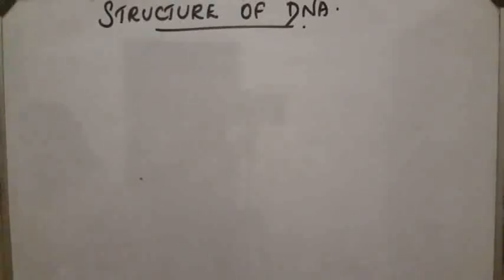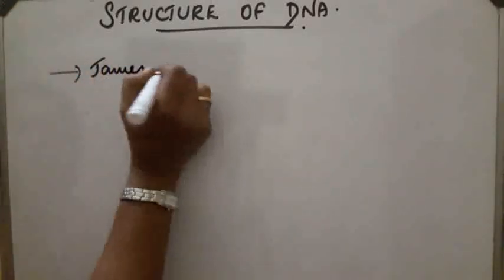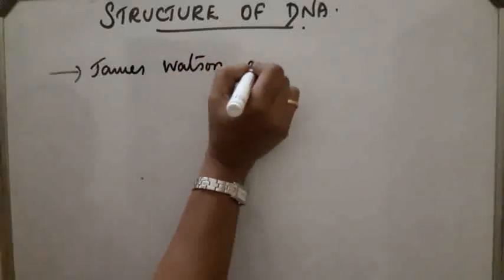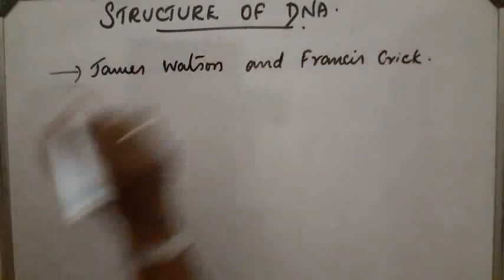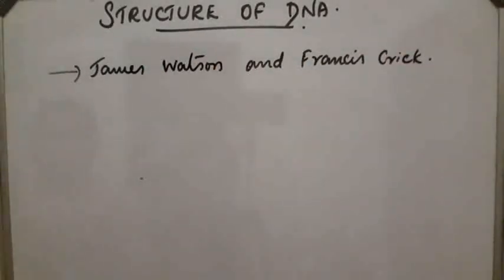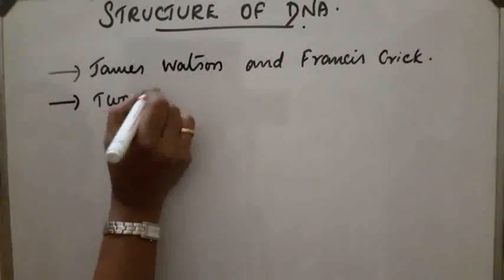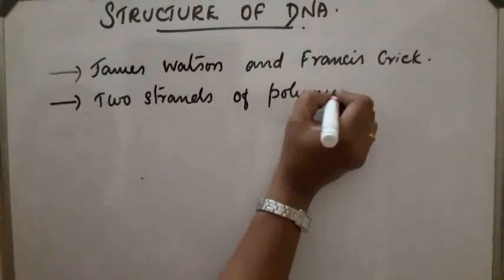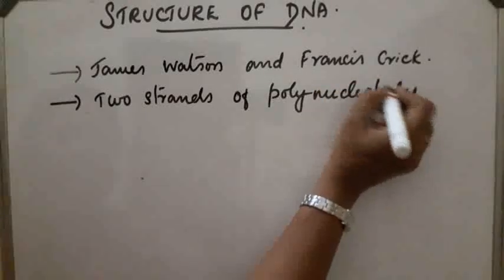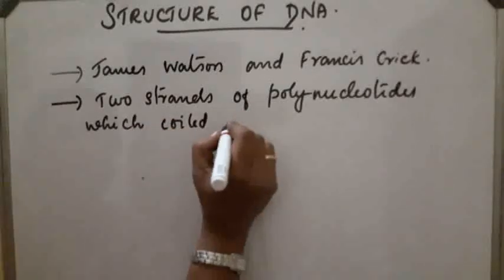Structure of DNA. James Watson and Francis Crick elucidated this structure. The DNA chain consists of two strands of polynucleotides which are coiled around each other in the form of a double helix.